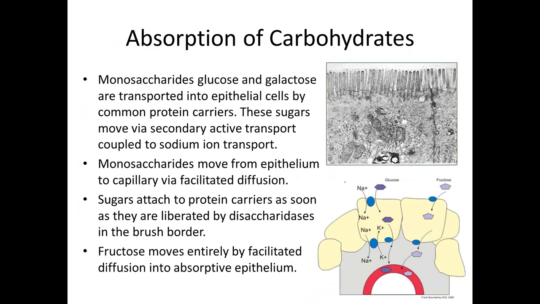Now, carbohydrates enter into the system of the body through epithelial cells. And we can see this diagram here shows you how things like glucose, a monosaccharide, is taken across the cells of the villus into the blood. So there are specific carrier molecules that take these sugars in.